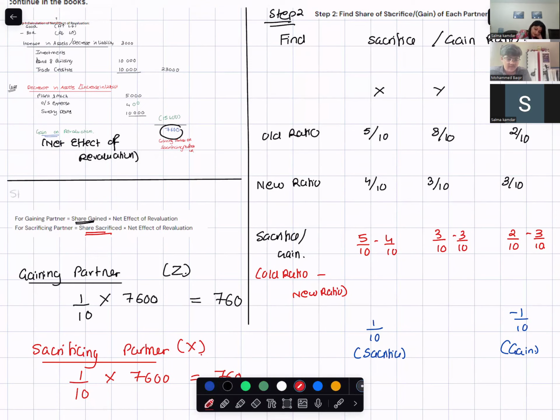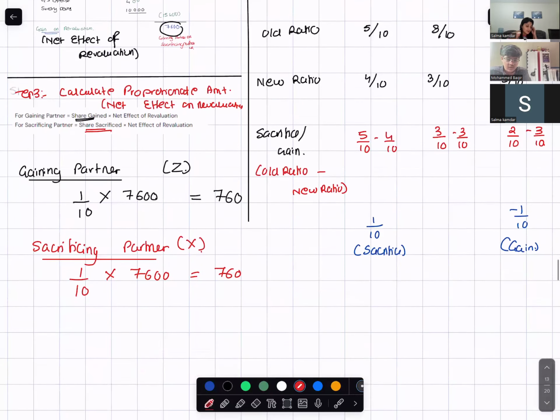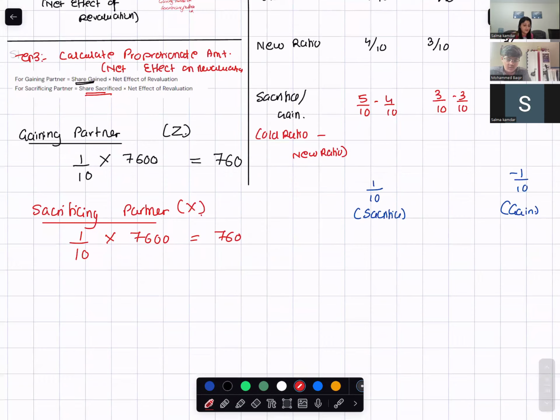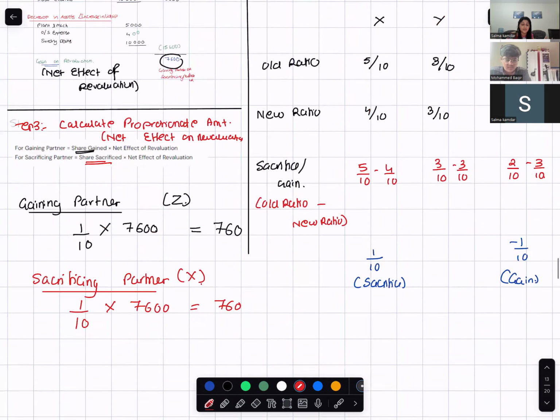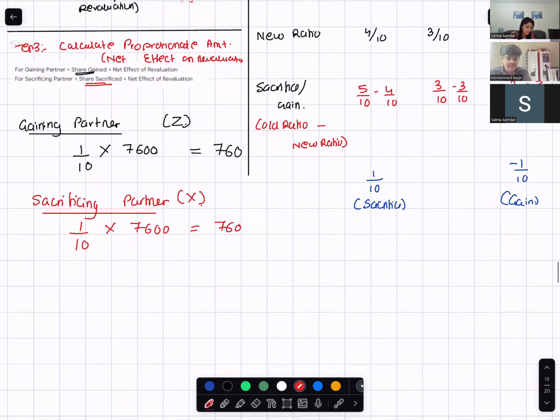Step number 3 was finding the share. We calculated the proportionate amount of net effect on revaluation. For the gaining partner, it was share gained into the net effect of revaluation. For the sacrificing partner, it was share sacrificed into the net effect of revaluation.